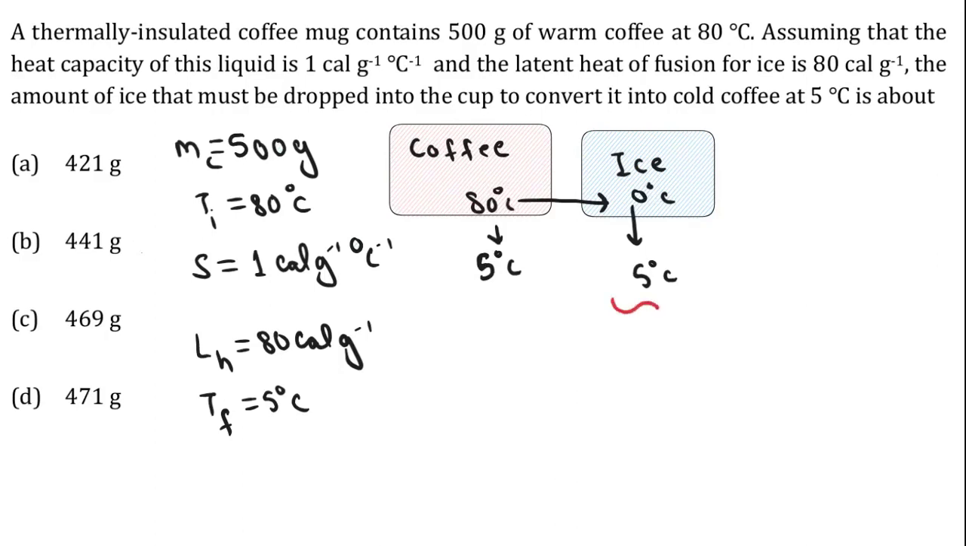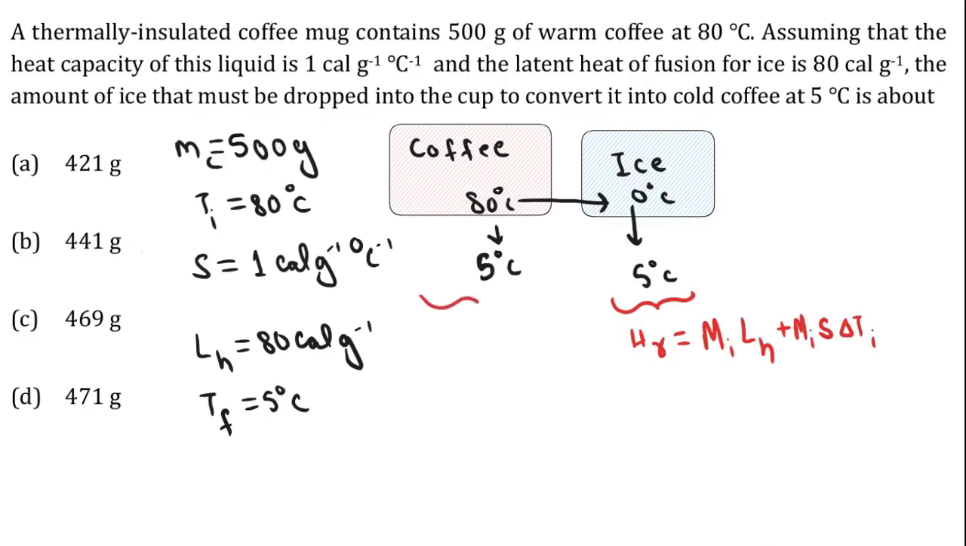For this process to happen, there is a certain heat required, which is equal to the mass of ice multiplied with the latent heat of ice. This is just enough to melt ice to water, but then we also need to increase to 5 degrees centigrade. So let's write del T of ice, and this has to be multiplied with the specific heat as well as the mass of ice.